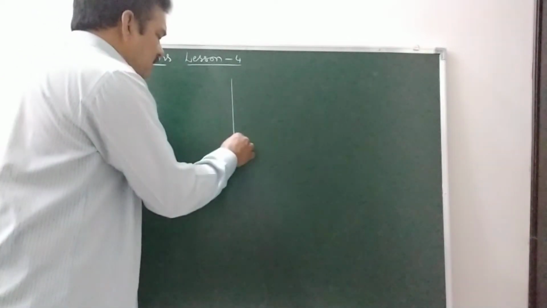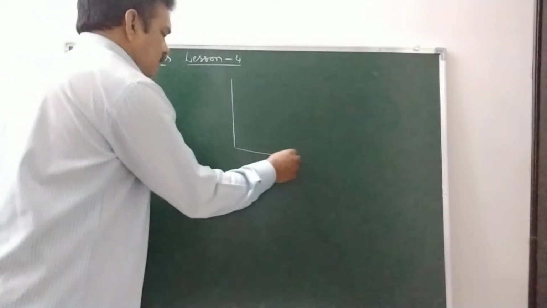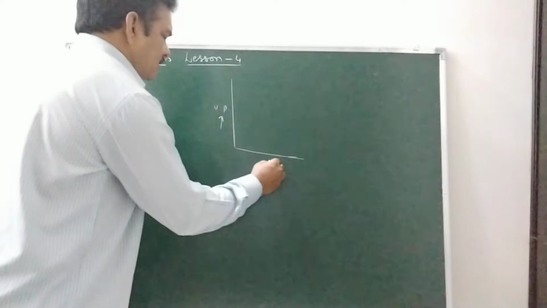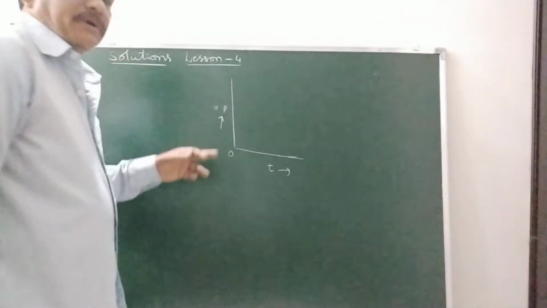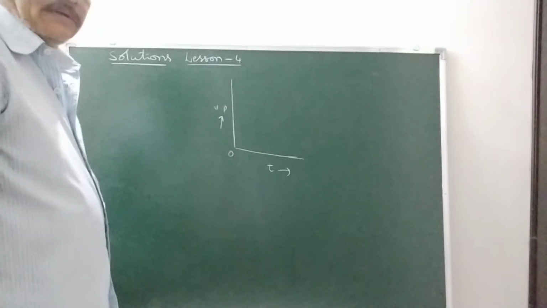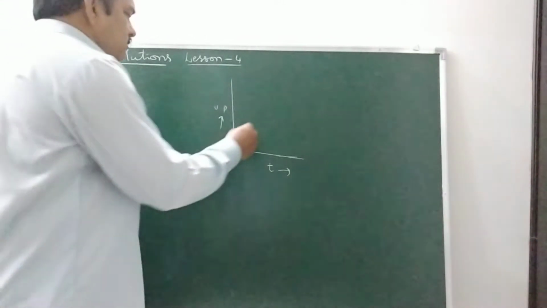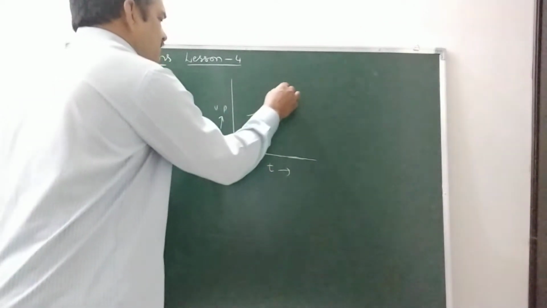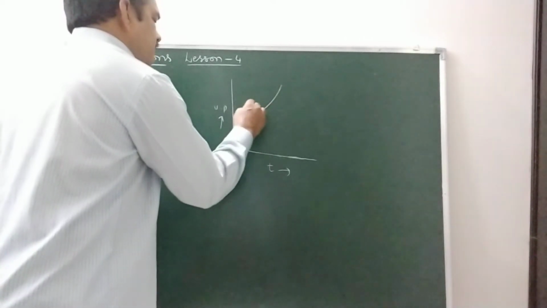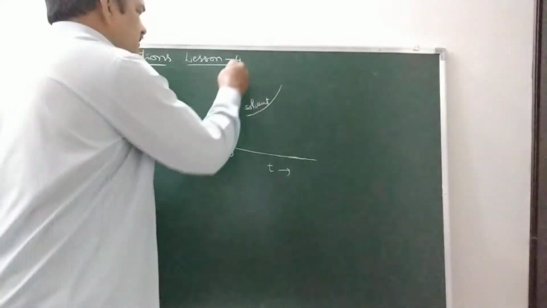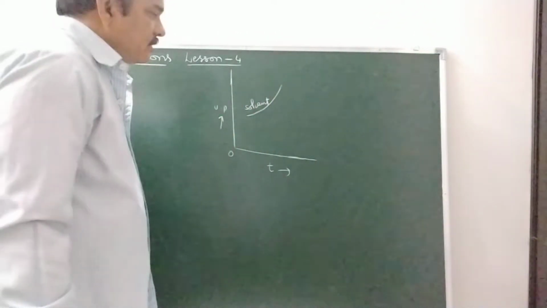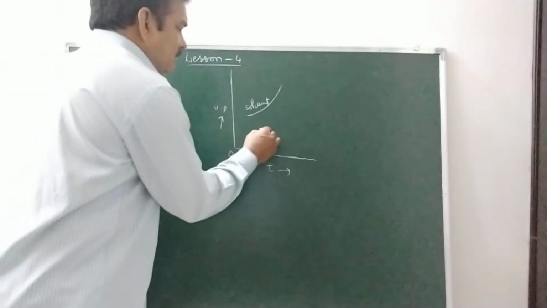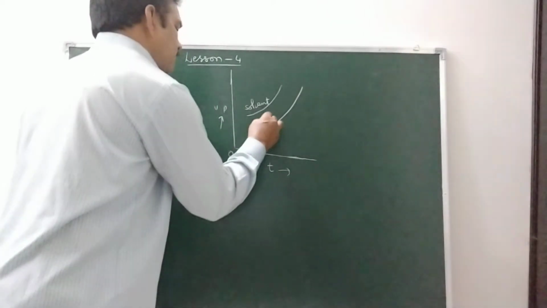Say, if we draw a graph between vapor pressure and temperature, this is the graph for the pure solvent, and for the solution of non-volatile solute, if the non-volatile solute is added to the pure solvent, say this is the graph for the solution.